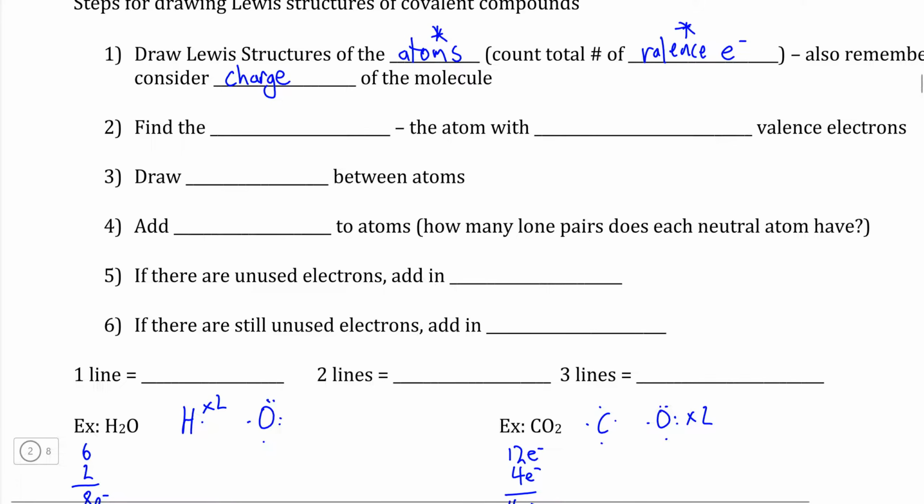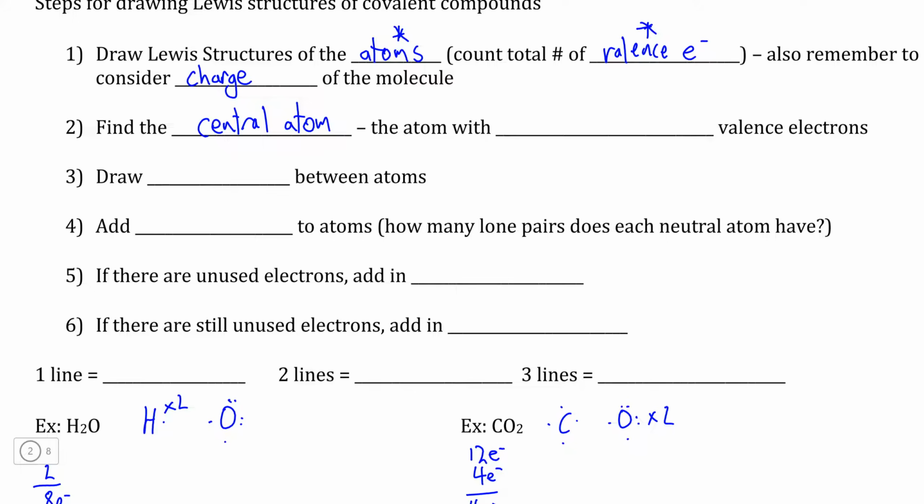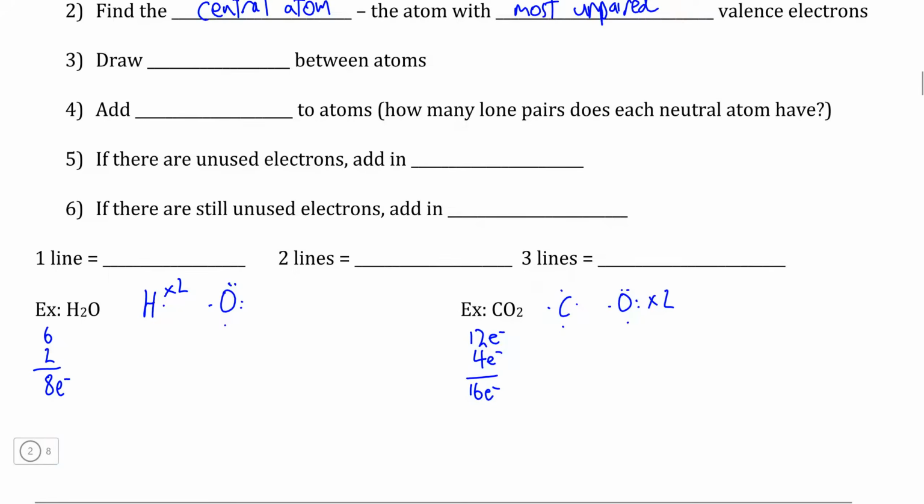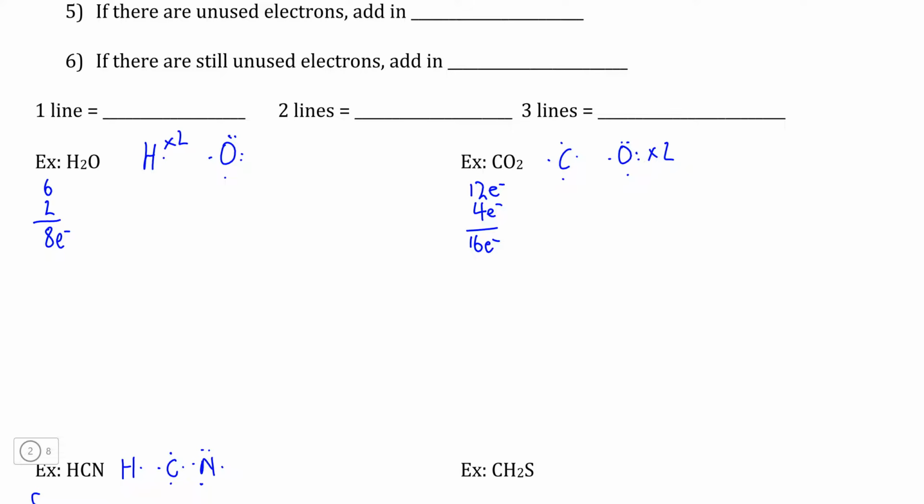The second step is also identical to the process of drawing ionic Lewis structures, and that is to find the central atom of each of our covalent compounds. And we identify this the same way as with ionic compounds by looking for the atom that has the most unpaired valence electrons. Now, with most of these, this is quite straightforward. For example, with water, oxygen has 2 and hydrogen has 1, so we can position oxygen in the center like this. Again, it doesn't really matter where we put the hydrogens as long as they get connected to the central atom eventually.